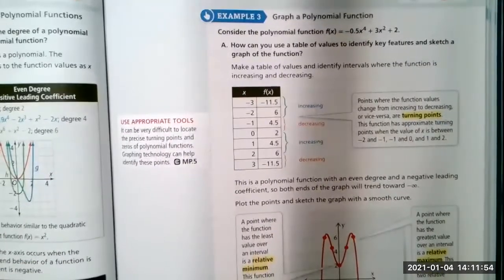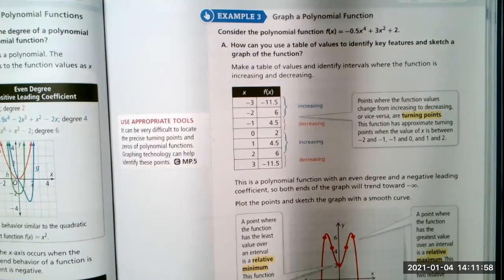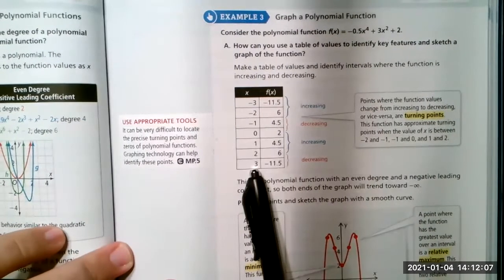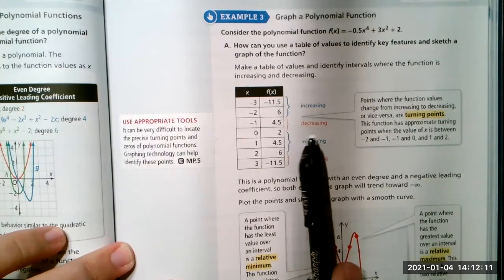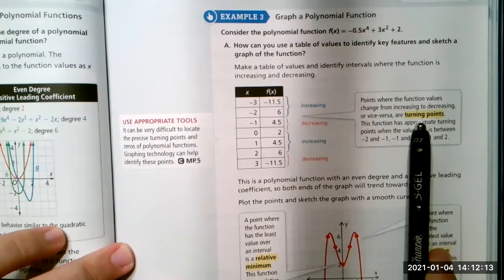Consider the polynomial function f of x. How can you use a table of values to identify key features and sketch a graph of the function? What they're really getting at here is just being given this table of values, you can tell if this function is increasing or decreasing in what they call using these turning points.